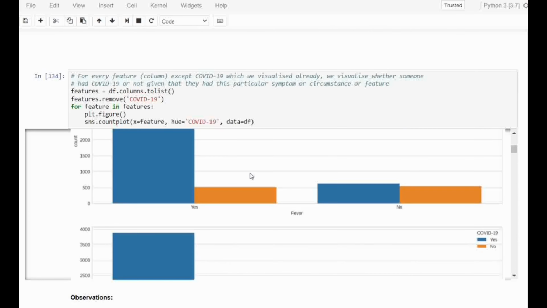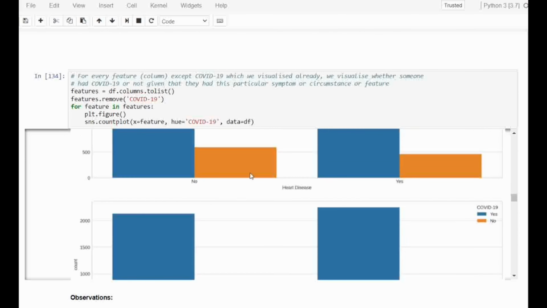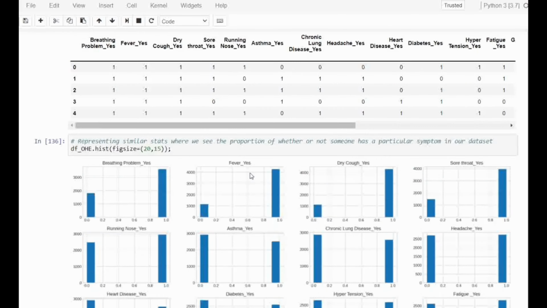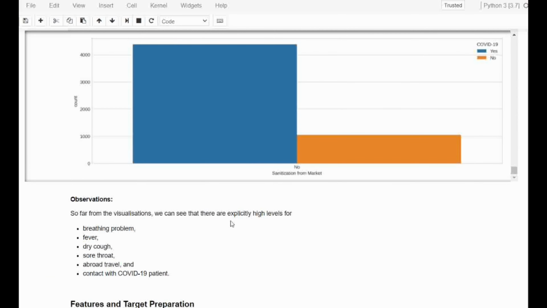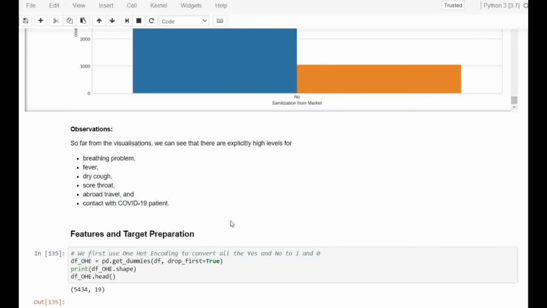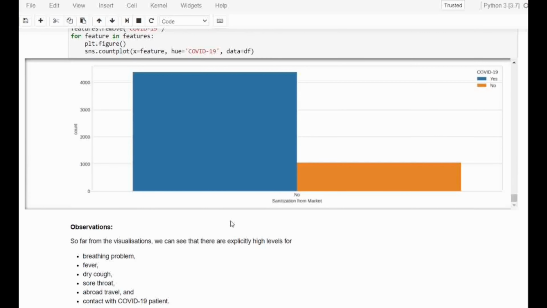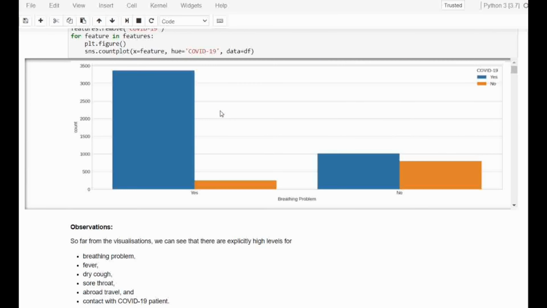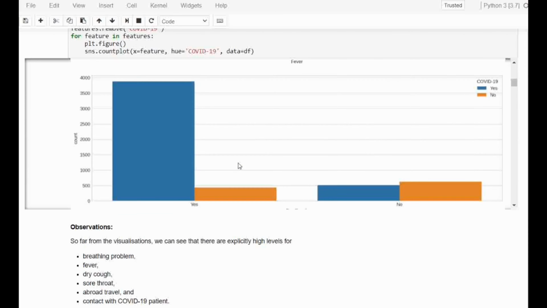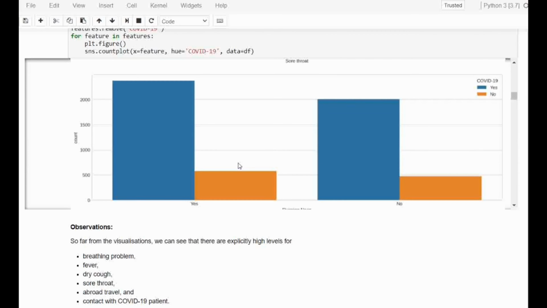And these are other count plots that basically tell us whether someone had COVID or not, given that they had a particular symptom. So there are 20 of these count plots because we're not counting the COVID-19 feature, which is our target variable. So from these count plots, we can see that there are explicitly high levels for some of them. You can see the stark difference here: breathing problems, fever, dry cough, sore throat.